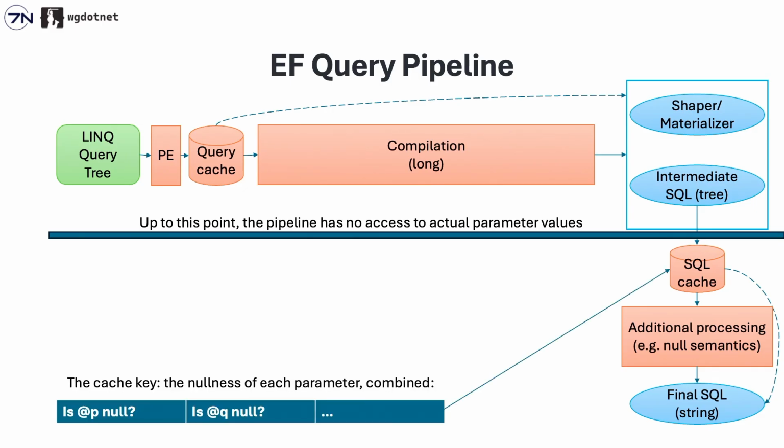So the cache key of this, remember the query that we're looking at, right? We're comparing the name to some parameter, and that parameter can be sometimes null, sometimes not null.